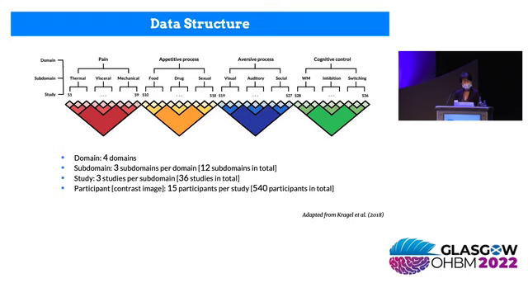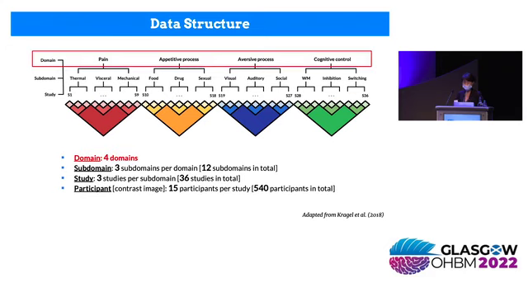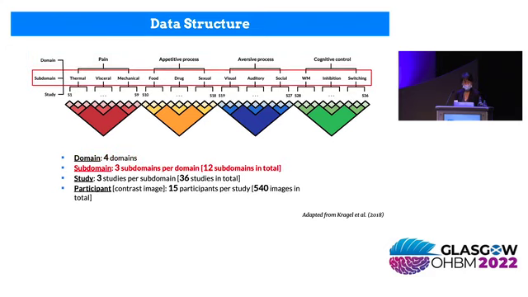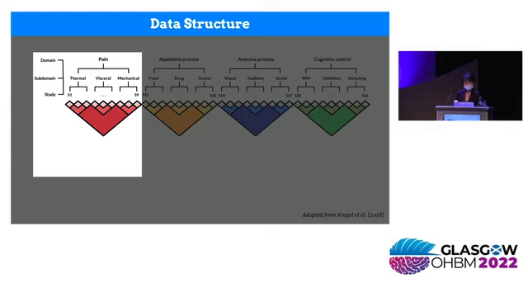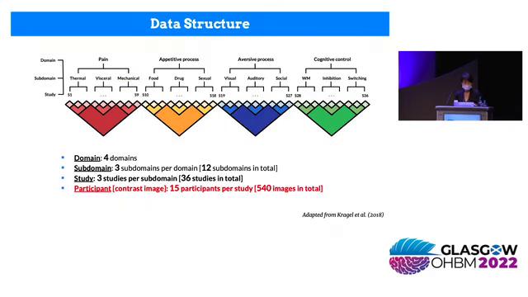This aggregated data set has a balanced structure where each level has an equal number of sub-elements. First, we have 4 domains of mental process at the top. Each domain has 3 subdomains where different experimental manipulations were used, and each subdomain has 3 independent studies. As an example, the pain domain has 3 subdomains that represent different types of pain experience. That is, pain induced by thermal, visceral, and mechanical stimulation. Each of these subdomains has 3 independent studies, and this results in 540 participant-level images in total.